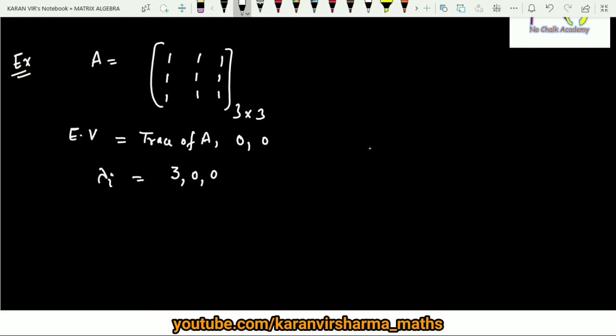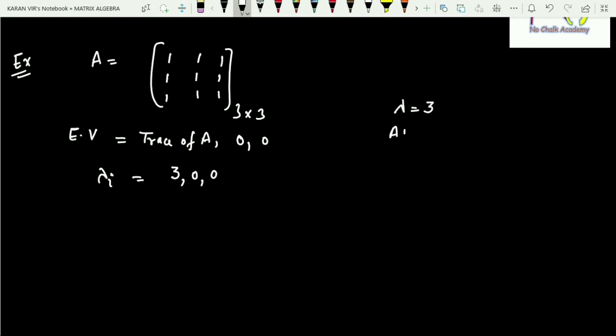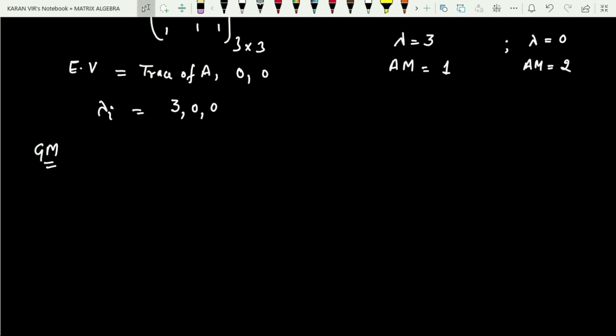Now, the algebraic multiplicity means how many times a particular eigenvalue is repeating. For example, in this case, if we talk about lambda equals 3, it has algebraic multiplicity 1 because it is occurring only one time. But if we talk about lambda equals 0, its algebraic multiplicity is 2 because it is occurring 2 times. Before we discuss geometric multiplicity, let us calculate the eigenvector corresponding to lambda equals 0.